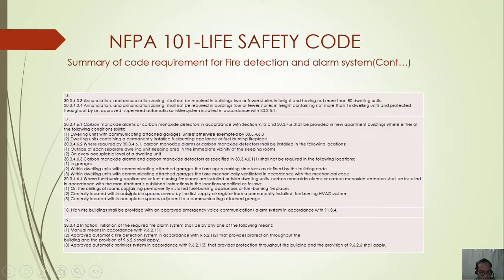There's just an additional requirement when you have fuel burning appliances inside the apartment building. You need to have a CO detector installed at the ceiling, okay? And if you have a fuel burning HVAC, you have to install again a CO detector by the first supplier air register. And in the attached garage, it should be installed within the occupiable space adjacent to the attached garage. Okay? So this is where we're going to install the CO detectors.